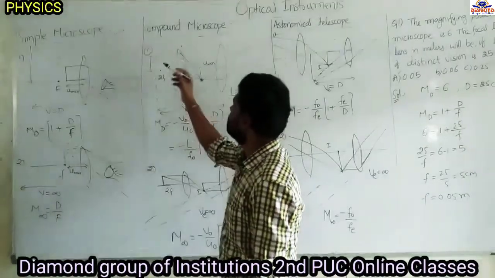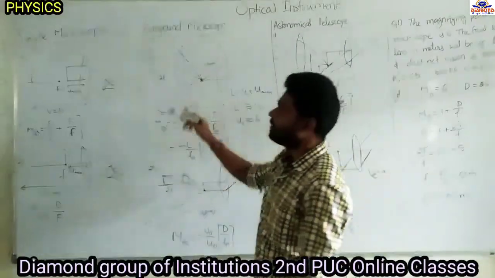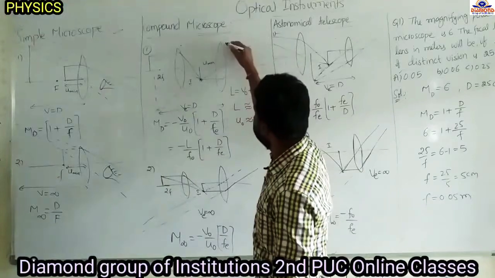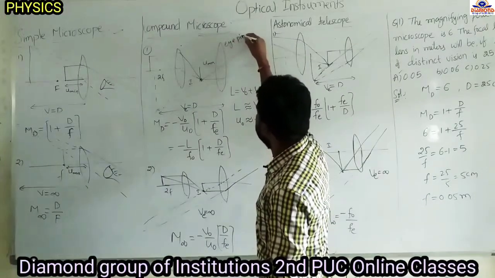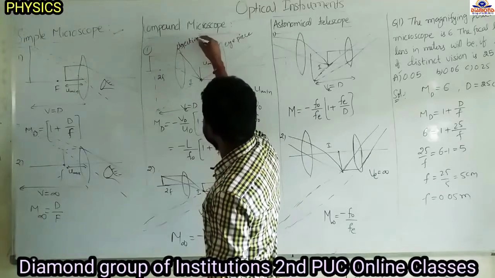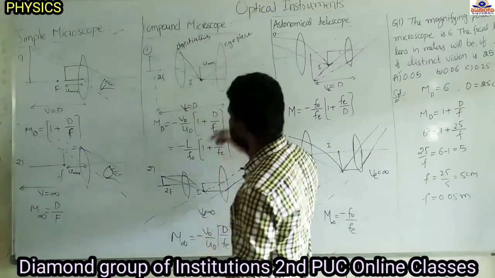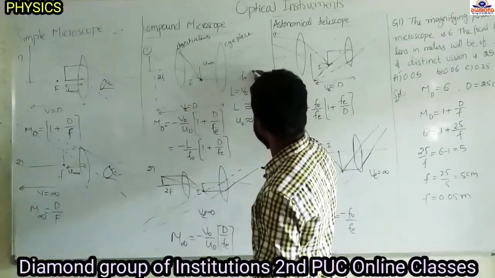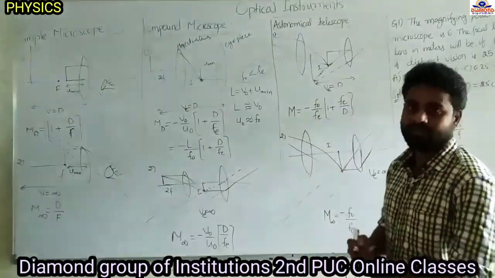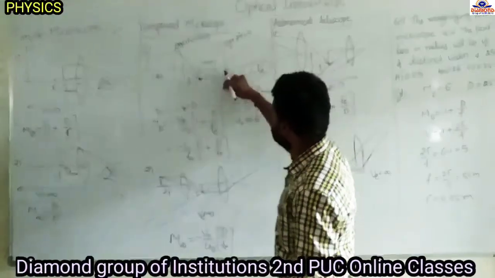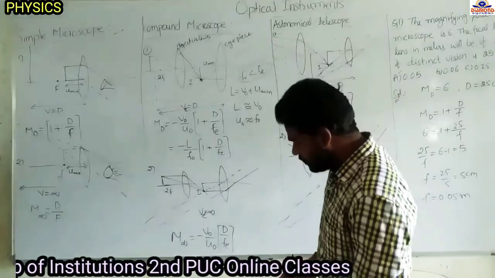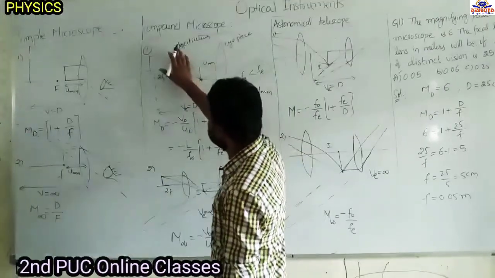Next, come to the compound microscope. In the compound microscope we have two lenses. One is the eyepiece and this one is the objective lens. The focal length of the objective lens is less than the focal length of the eyepiece. The eyepiece has more focal length and more aperture also. Remember that condition. And one more thing here: I am considering the objective lens.